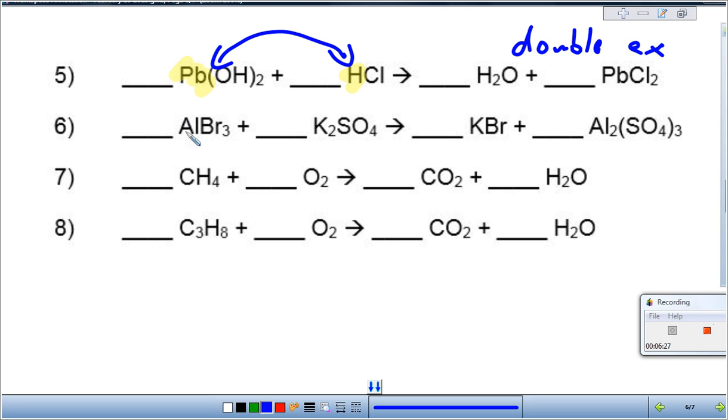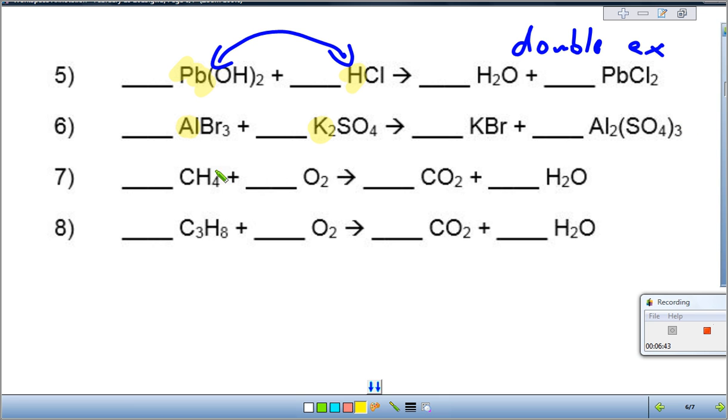Same thing here. We start out one compound, start out the second compound. The metals, the aluminum and the potassium, are switching places, switching partners. So the K comes over here and links up with the Br, and Al links up with the sulfate, the SO4. And so that would be another double exchange.